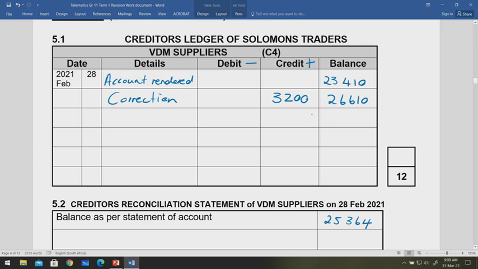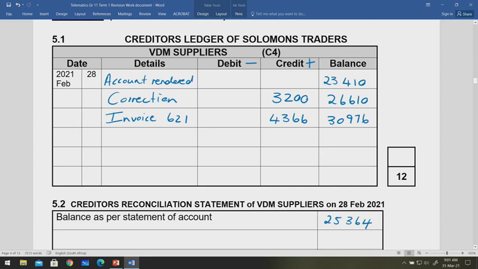Then the bookkeeper did not record the invoice that we received from VDM suppliers. So we made the mistake, we forgot about the invoice. It was never recorded. Invoice number 621. Invoice means we bought on credit. So we will increase the amount that we owe that creditor. And that will give you 30,976 if we add that to the 26,000.